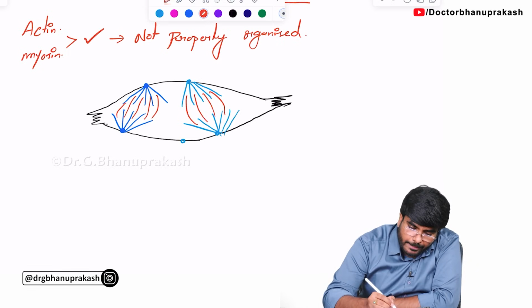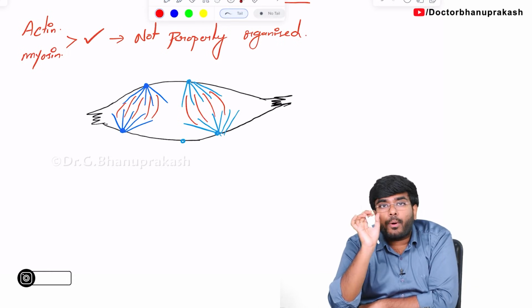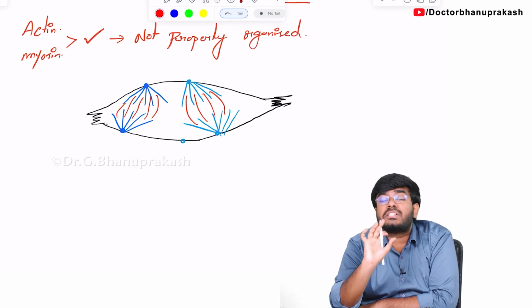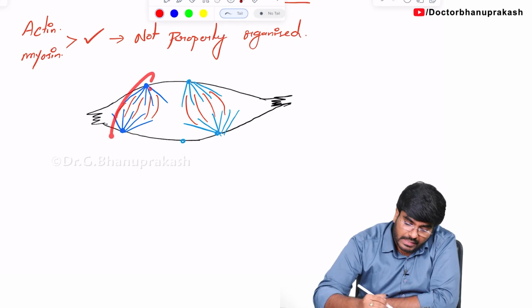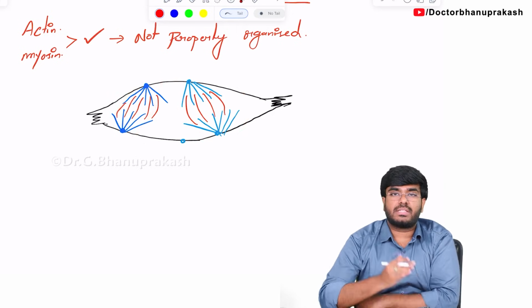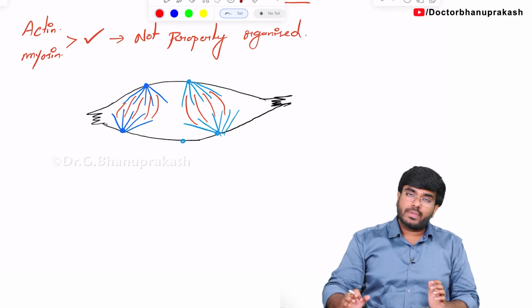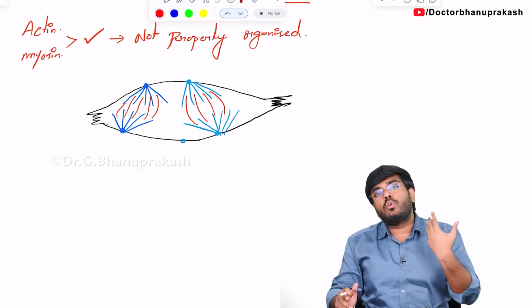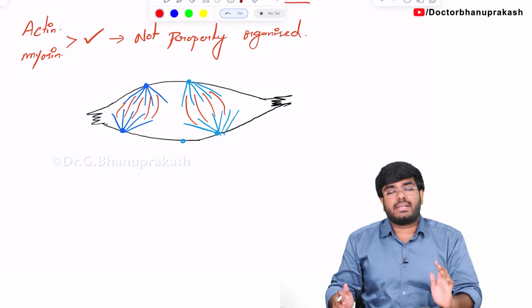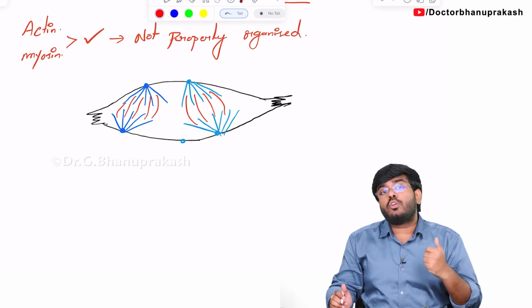Now what I am trying to say, in a skeletal muscle there is a proper I band, A band and striation appearance. But here the sarcomeres are not parallel to each other. The sarcomeres may be oblique to each other. They are not properly organized, so there is no proper striation appearance. The striation appearance is not going to be seen here.